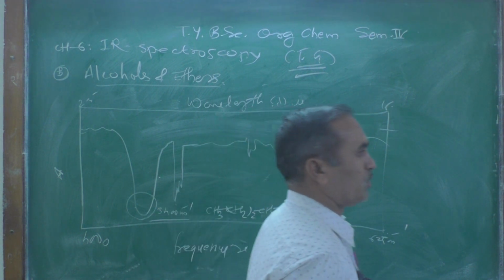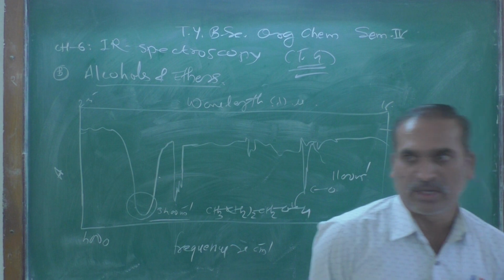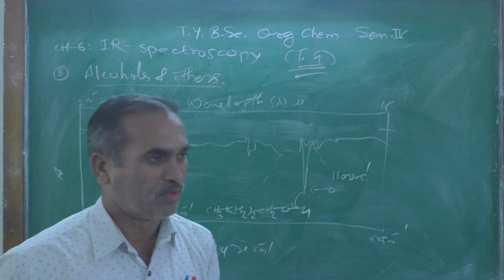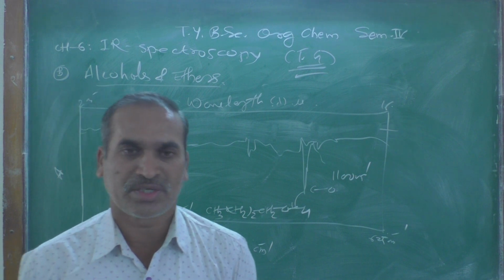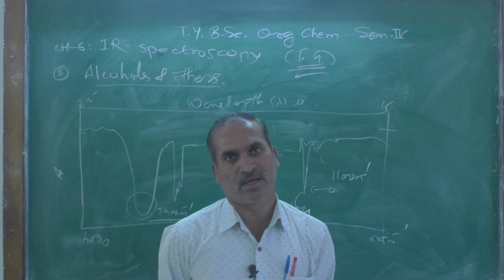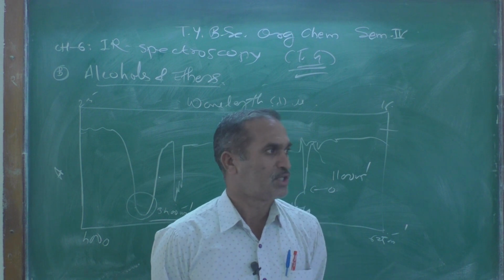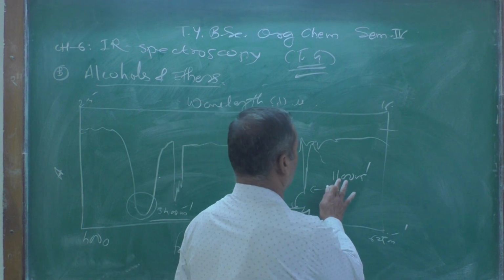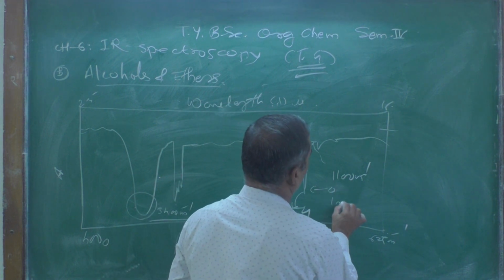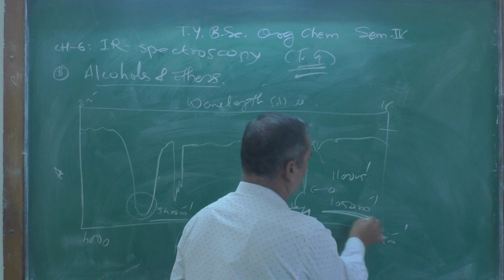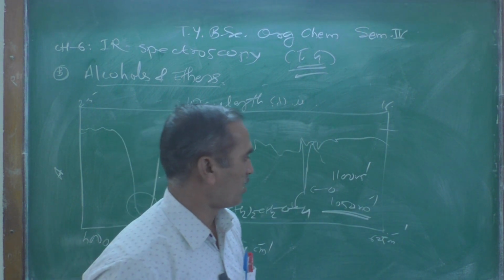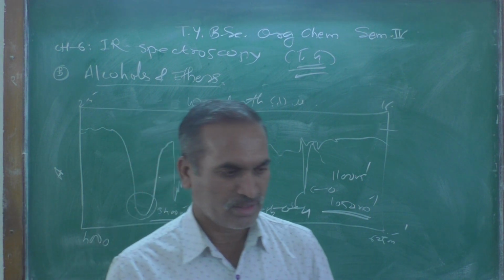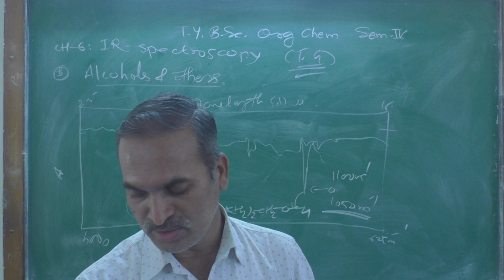These are the two prominent peaks you can see here. One is due to the OH stretching frequency, and the other is due to the CO stretching frequency, around 1050 per centimeter. That clearly indicates that this compound is a primary alcohol, and by knowing values like this we can easily find out.